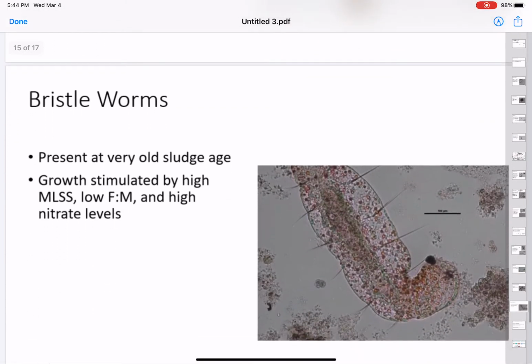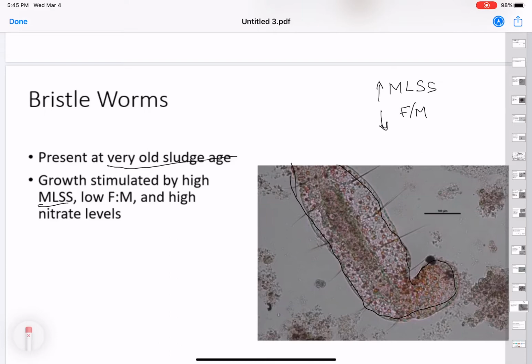Okay? Bristle worms, another example of a worm that we don't want to happen here. This is a bristle worm, a huge worm that we don't want to be shown in samples, but if you find them, it means very old sludge age. And growth of these worms is stimulated by high MLSS. We will be talking about MLSS once we come to biological treatment. Mixed liquor suspended solids, and of course high MLSS, low F over M, low food over microorganisms, and high nitrate levels.